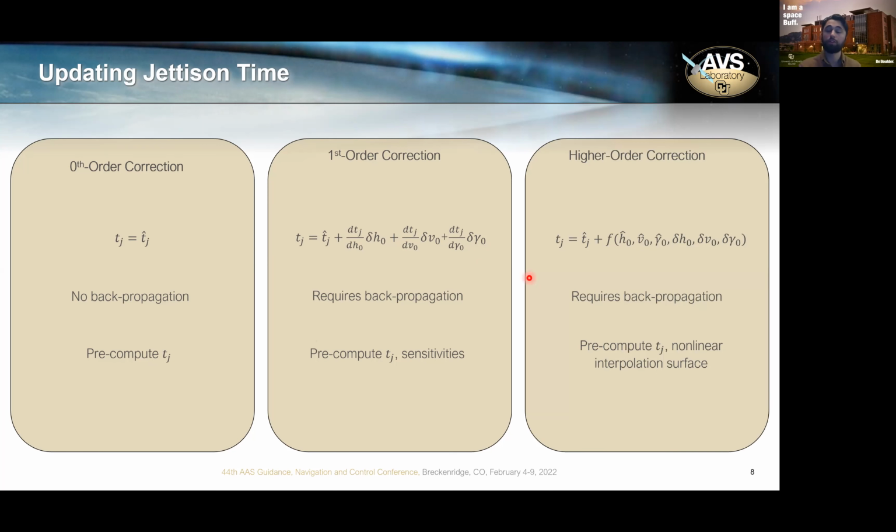And finally, you could imagine doing something very similar, where you also back propagate to recover QICs and use that to get these differences, but then use some nonlinear interpolation technique, Lagrange interpolation or cubic splines or something like that, to correct this reference value of the jettison time in some nonlinear way. And this requires pre-computing the jettison time and, rather than the linear sensitivities, some nonlinear interpolation surface. So these are all valid ways of implementing what at its core is the same guidance algorithm.